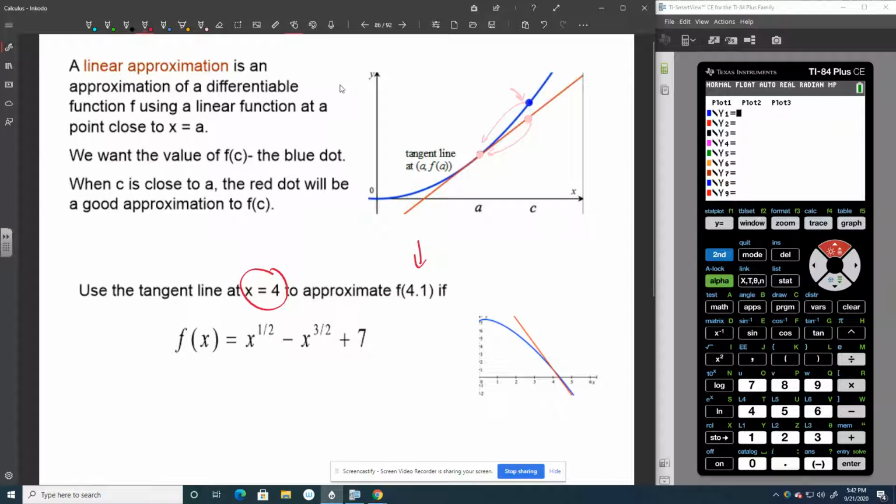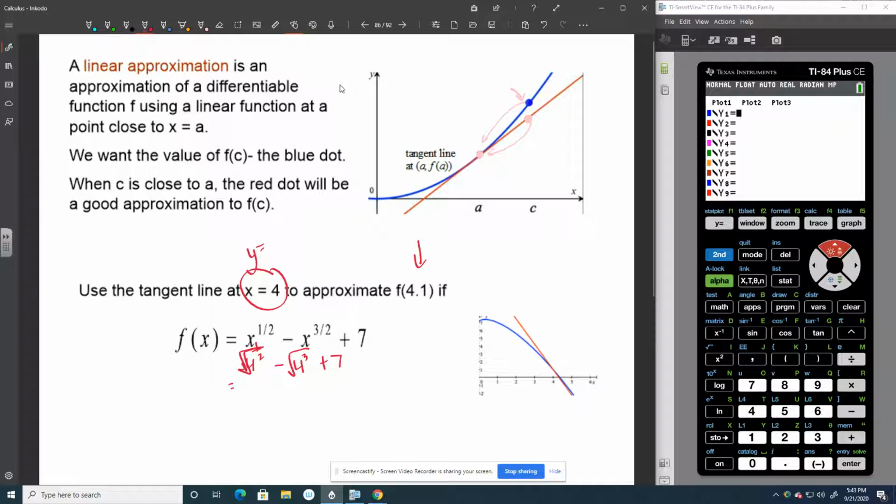To find the tangent line, I need a point. So when x equals 4, I need to know my y value. So I go ahead and plug in 4. So 4 to the 1/2. Now remember, 1/2 is just the square root. So that's basically saying, what's the square root of 4, minus 4 to the 3rd, but you take the square root of it, plus 7.